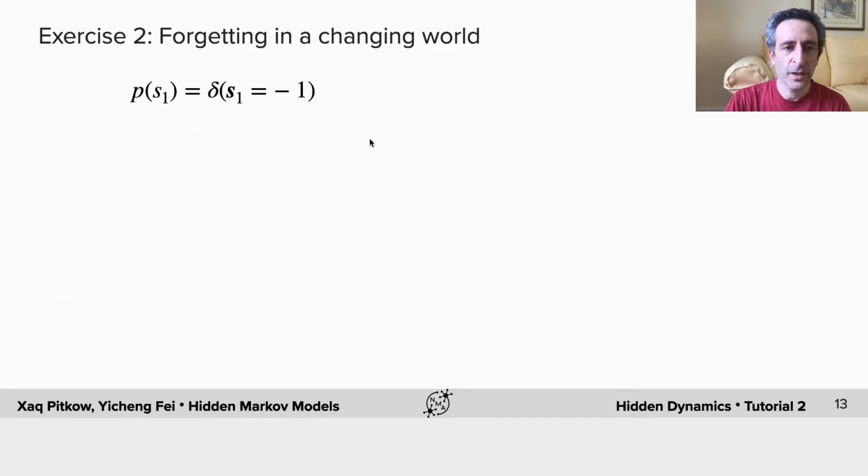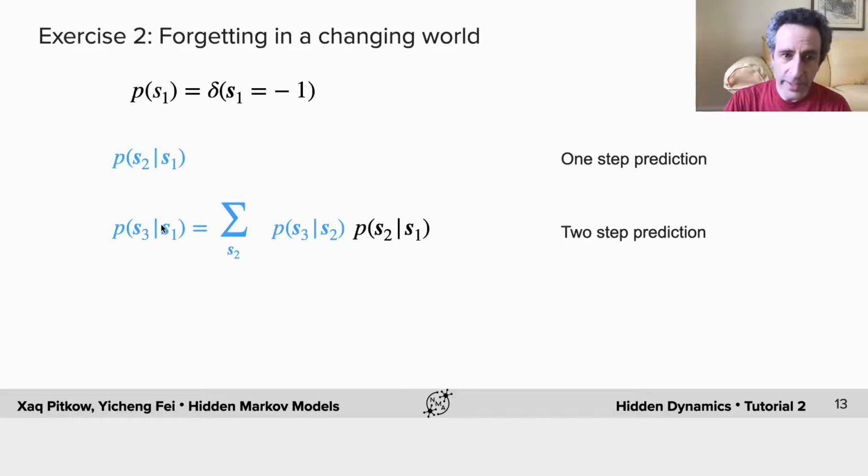Now mathematically, we start with a delta function on S1, that is, all of the probability mass is concentrated on S1 equals -1. And then S2, once we're given that information, is just the one-step prediction, and that's the transition probability that we've already seen. S3, on the other hand, now we have to sum over all of the possible ways that S2 could have arisen. So these are really averaging over all trajectories that you could have taken from S1 to the possible S3s. So this is a two-step prediction.